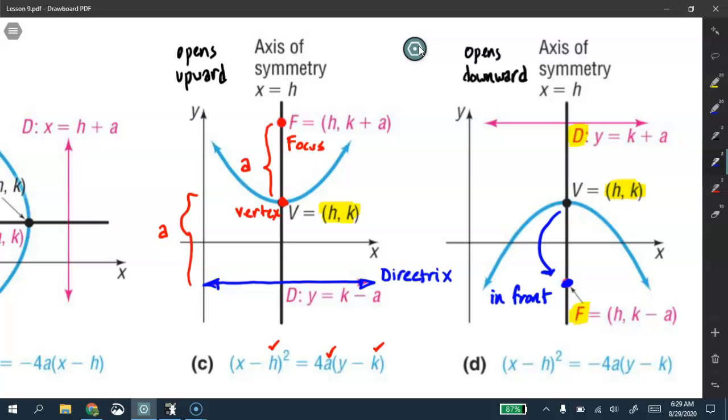So you want to remember that the focus is always in front and the directrix is always behind, all right? So notice how the directrix is behind the parabola, right? No matter which one of these four you're going to be looking at, the directrix always runs behind the parabola, the focus is always in front of the parabola. And specific to the parabola, we're talking about that vertex, all right, relative to the vertex.